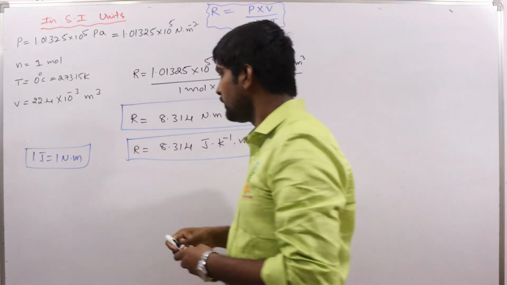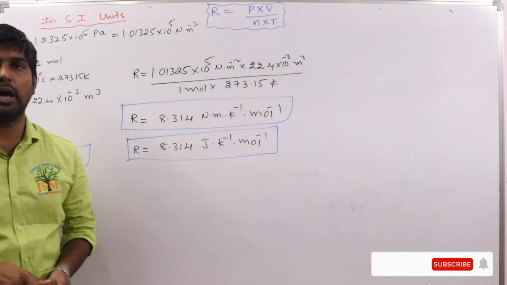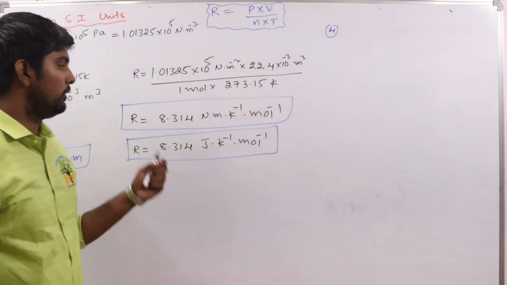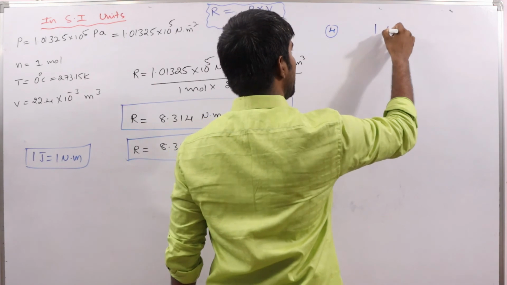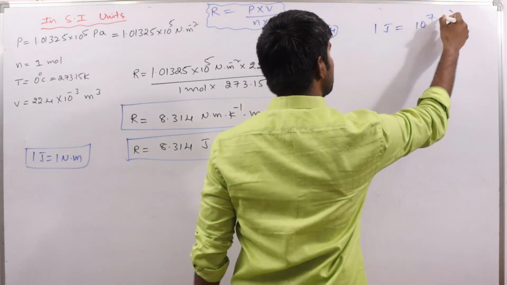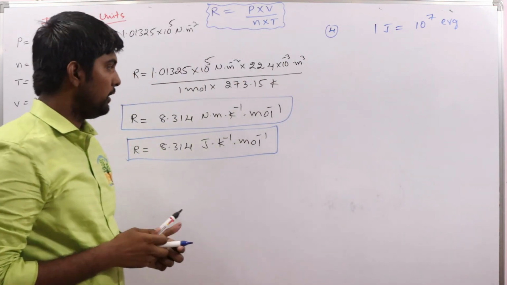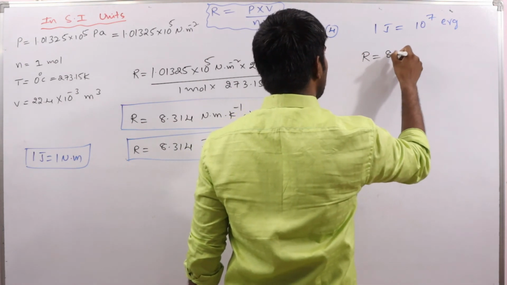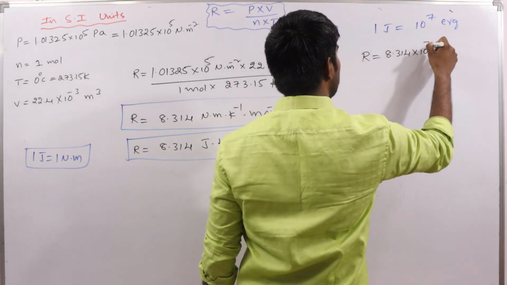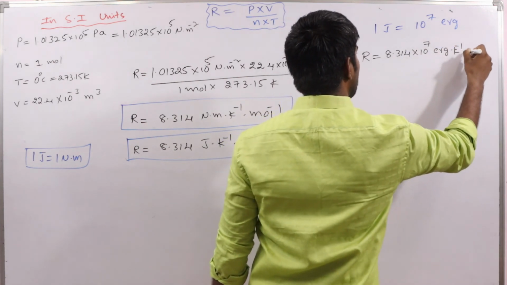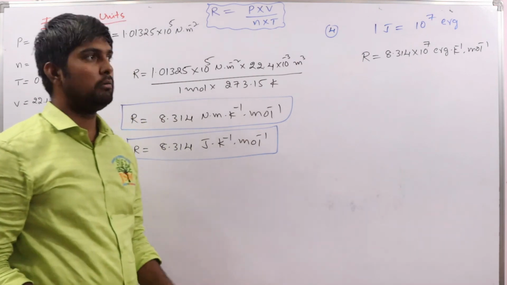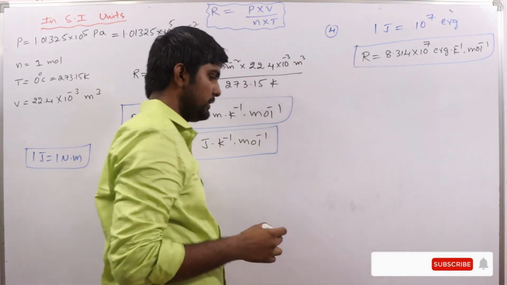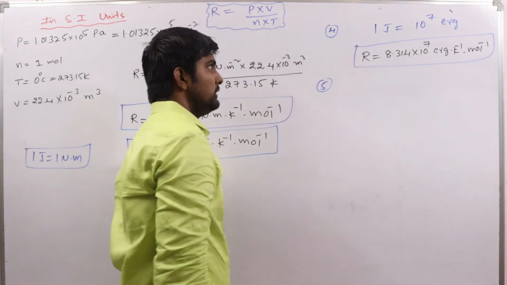Okay, clear? Now we can also write this R value in different units. Let us consider another one. We know that 1 joule equals 10 power 7 erg. So if you want to express R value in ergs, then R is equal to 8.314 into 10 power 7 erg per Kelvin per mole. This is another expression.